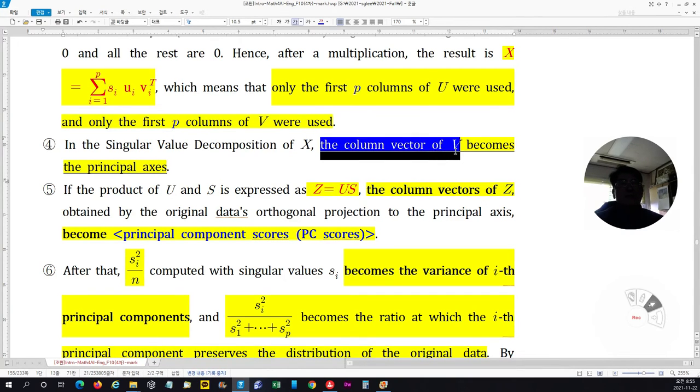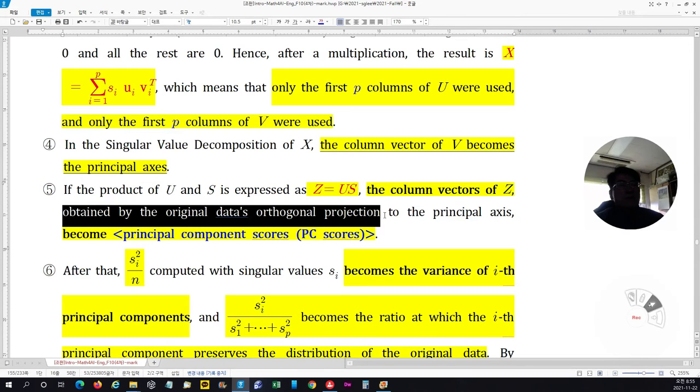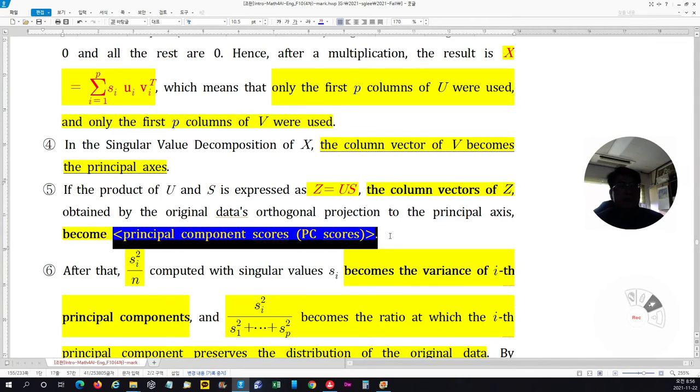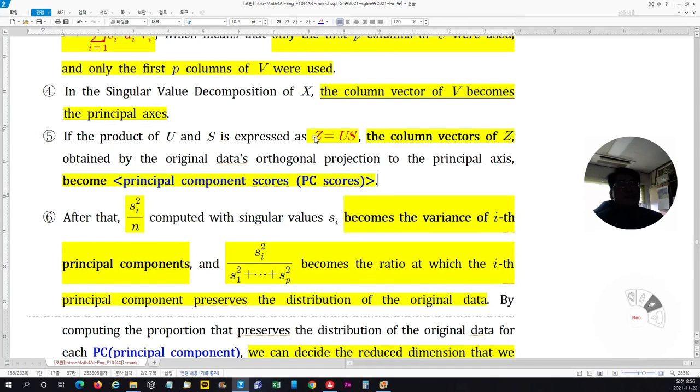In the singular value decomposition of X, the column vectors of V become the principal axes. If the product of U and S is expressed as G, so US equals G, then the column vectors of the G matrix, obtained by the orthogonal projection of the original data onto the principal axes, become the principal component scores, the PC scores. So the PC scores can be found from this matrix G, which is the product of U and S.